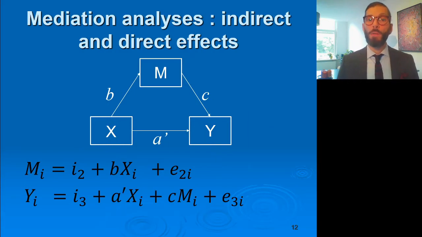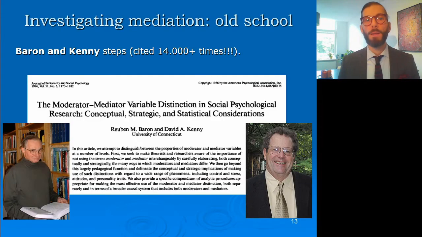So if we fill in the coefficients of the regression equations into the path diagram, then we see that the effect of X on M is labeled B, the effect of M on Y is labeled C, and the effect of X on Y is labeled A accent. Note that I have accented this letter A because the coefficient will have a different value as compared to the bivariate linear regression.